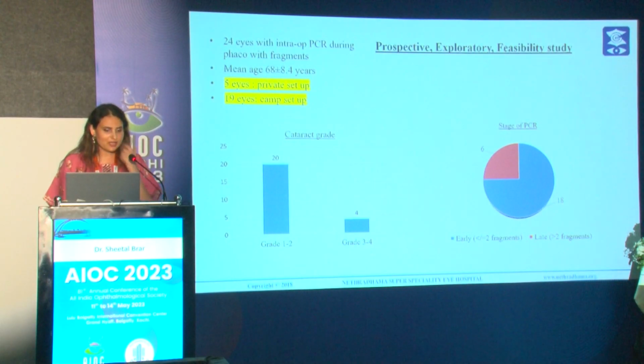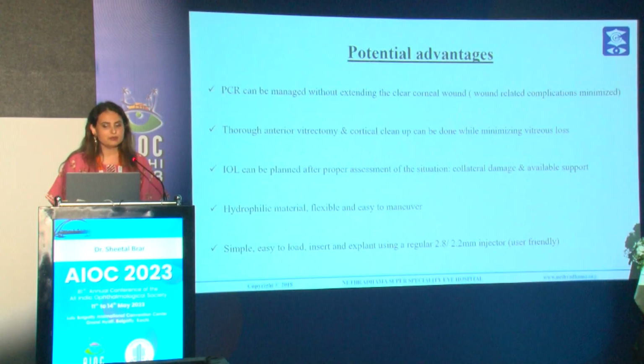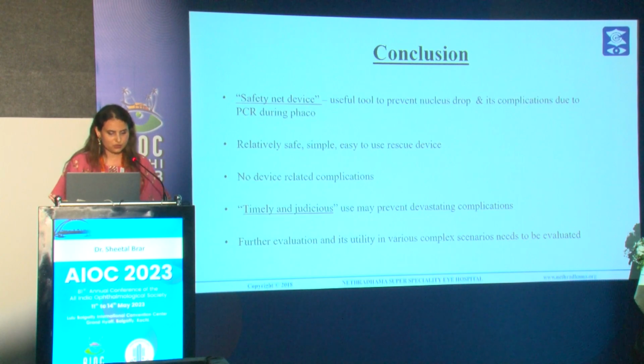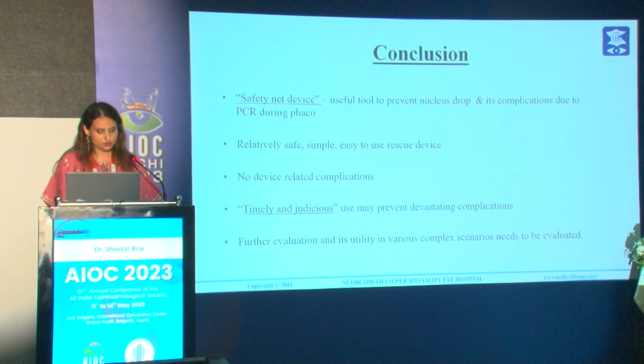We have used this device in about 24 eyes in our institute. 5 eyes had PCR in the private. 6 minutes are over, so our discussion time is done. To conclude, the safety net device may be a useful device to prevent nucleus drop and its complications during phaco. Its timely and judicious use may prevent devastating complications of nucleus drop.